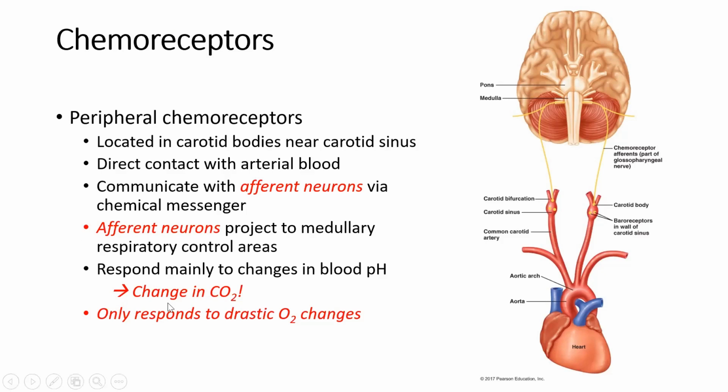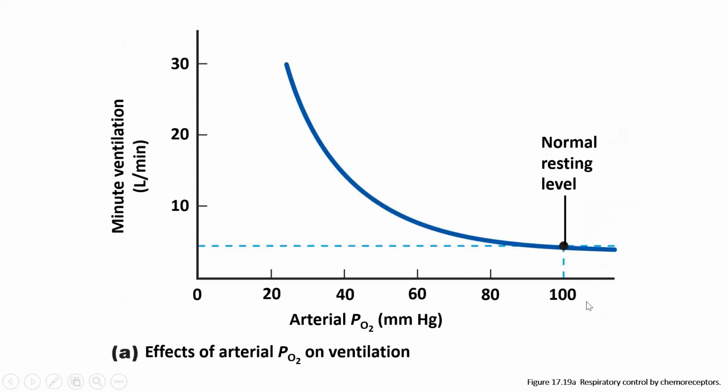Now, these receptors are very sensitive to changes in CO2. So if there's any slight change in CO2 levels, there's going to be an immediate response to change our rate of ventilation, whereas they're not as sensitive to changes in oxygen, right? There needs to be very drastic changes in oxygen before we actually see these receptors send a signal to the medulla to change our rate of breathing.